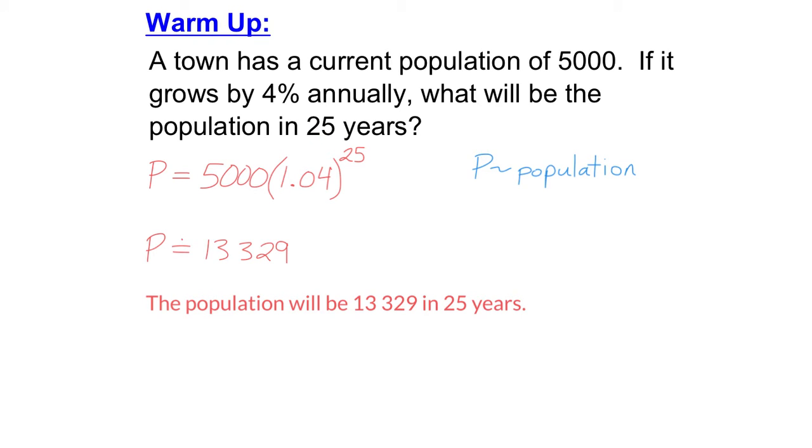Now, just for good communication, I defined my variable p to represent the population. Okay, now I just plug this into my calculator. 5,000 multiplied by 1.04 to the exponent 25. If you're not comfortable with your calculator, you might want to do this in steps. So you can do 1.04 to the exponent 25, hit equals, and then multiply your answer by 5,000. Any way you do it, you should get approximately 13,329 as the population in 25 years.